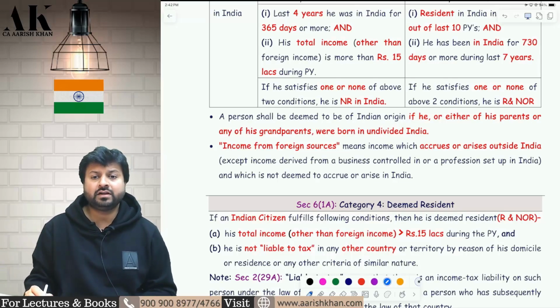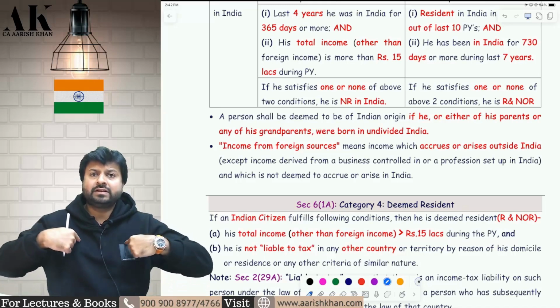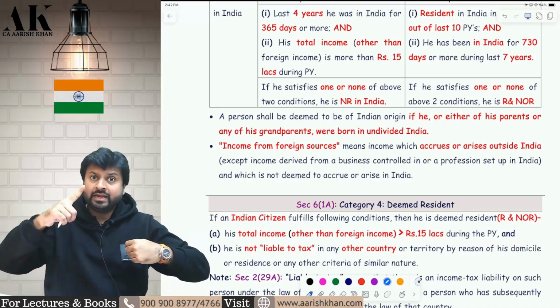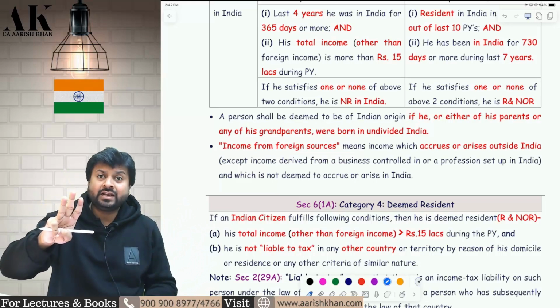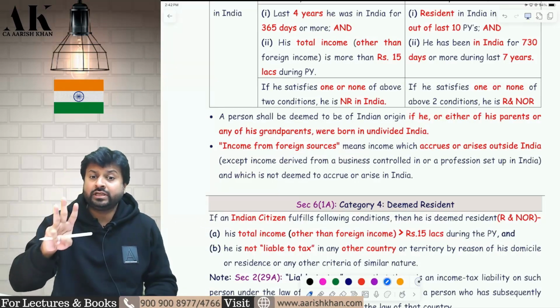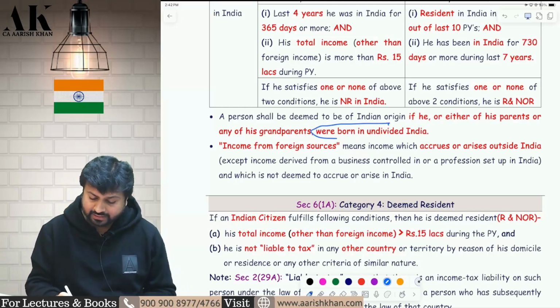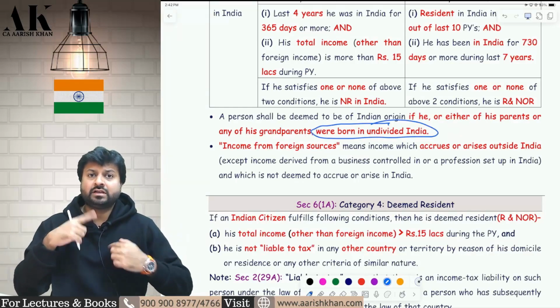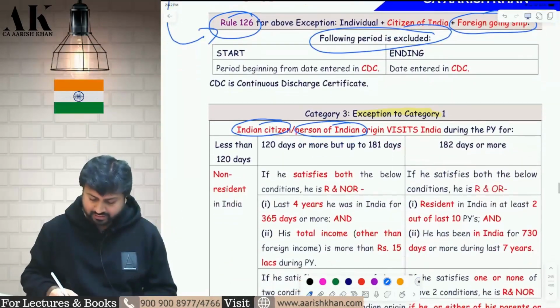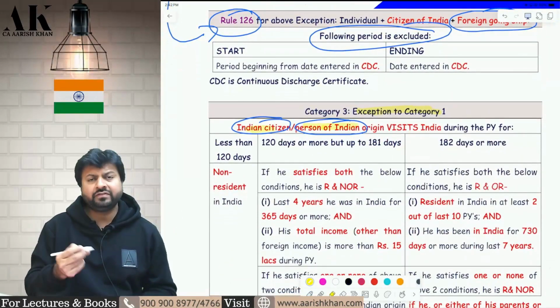Now, but the person of Indian origin is what? When can I call myself a person of Indian origin? Listen carefully: when I or my parents or my grandparents, maternal grandparents or paternal grandparents, either of them were born in undivided India. If any of us were born in undivided India, then I will be called a person of Indian origin. Okay. So now listen carefully. If you are an Indian citizen or if you are a person of Indian origin.